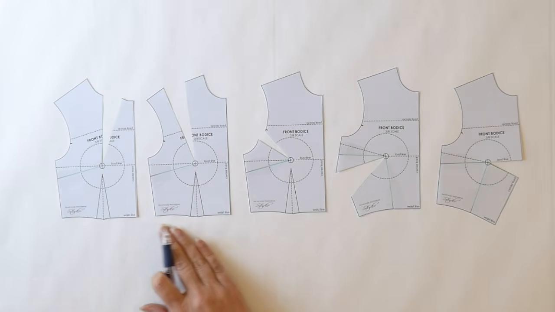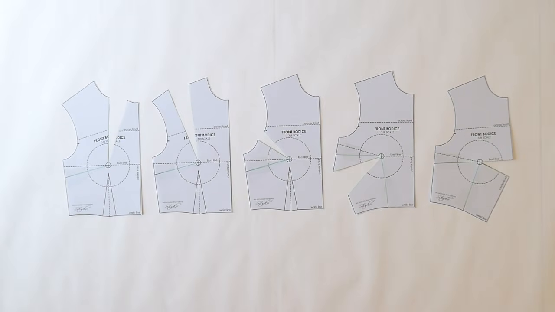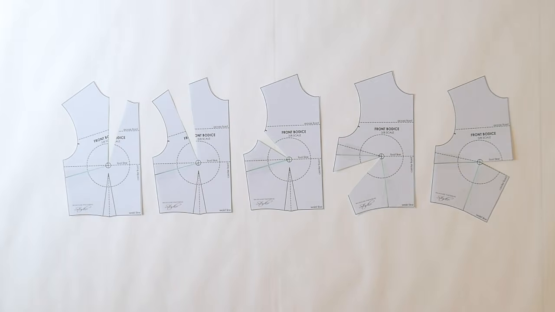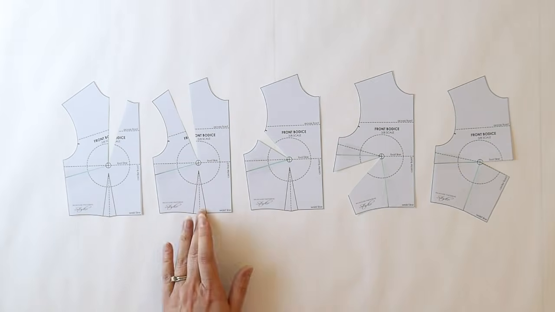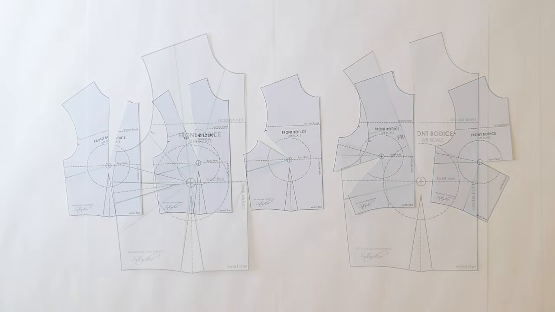Here we have all of the lovely exercises that we've just completed using the slash and spread method. So our next step is going to show you how to use the pivotal transfer method to create many of these styles. So we're not going to go through all of them, but I'm going to show you how to do the pivot method to create these different dart positions.